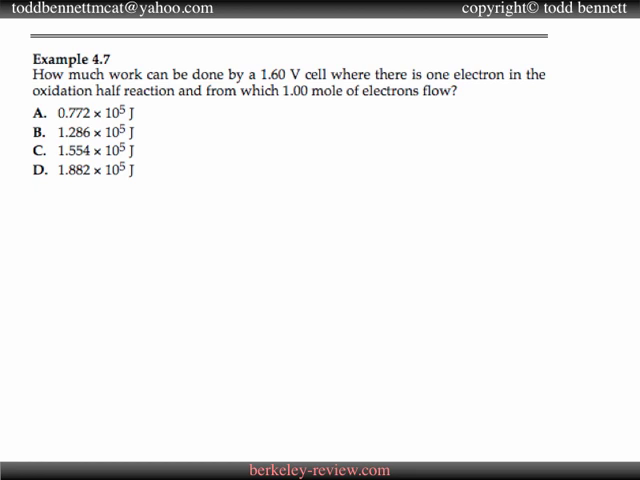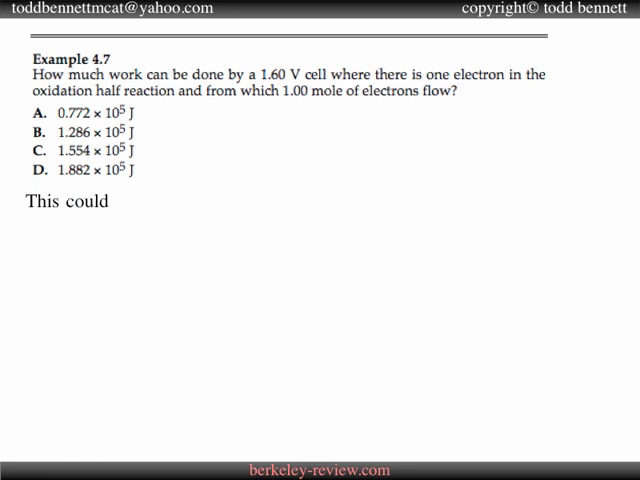So one of the recommendations on anything on the MCAT where you run into something you don't know how to do: look at units. You're going to hear this over and over in our class, and in the books you're going to read it over and over. It's just a survival technique on a standardized test. So a volt is defined as a joule per coulomb, and then we have 1 mole of electrons.